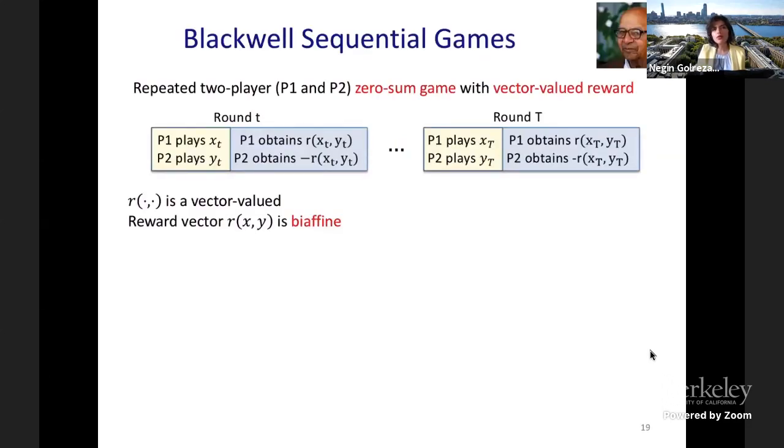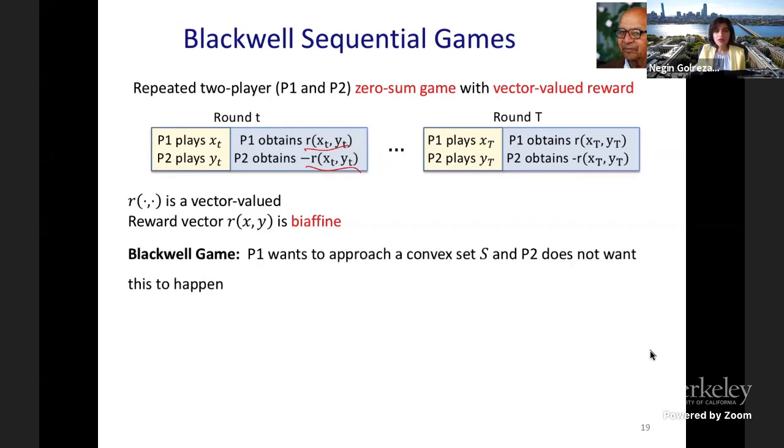I'm sure that some of you have seen that. It is a two-player zero-sum game with a vector-valued reward. In every round t, the two players play their actions. P1 obtains some reward, and then P2 obtains the negative of that. Two things are important: the reward is vector valued, and the reward is going to be biaffine. So in the Blackwell game, P1 wants to approach a convex set, and P2 does not want this to happen.